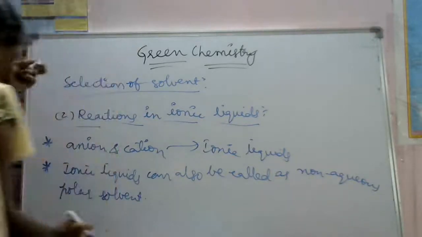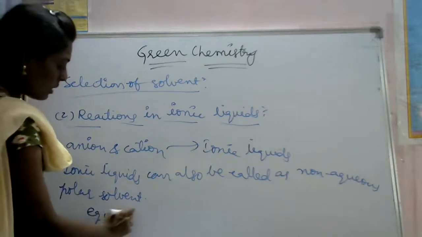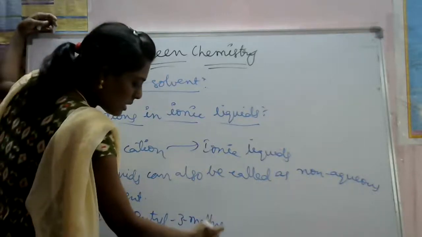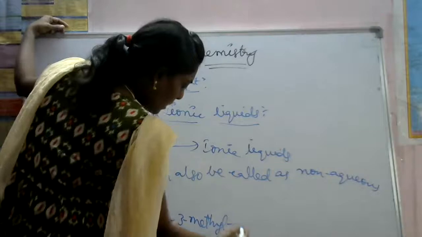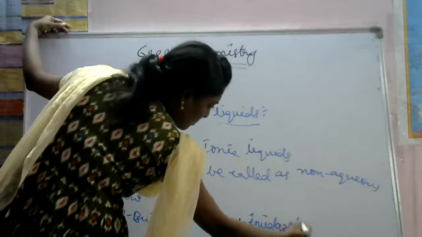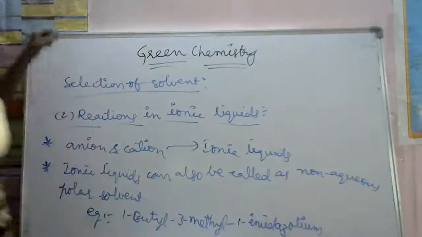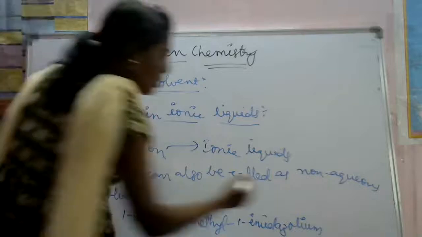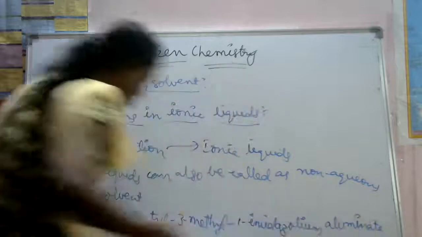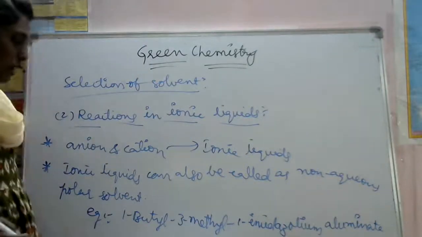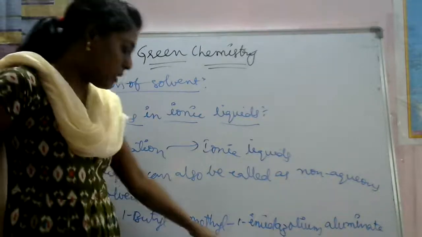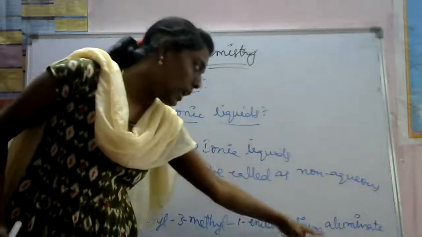For example, 1-butyl, 3-methyl, 1-imidazolium aluminate. So this is the example. It is called 1-butyl-3-methylimidazolium aluminate.